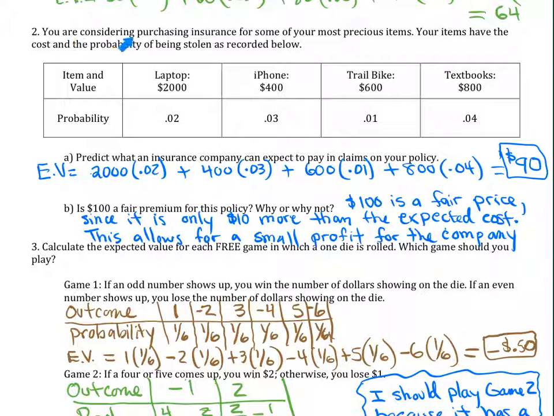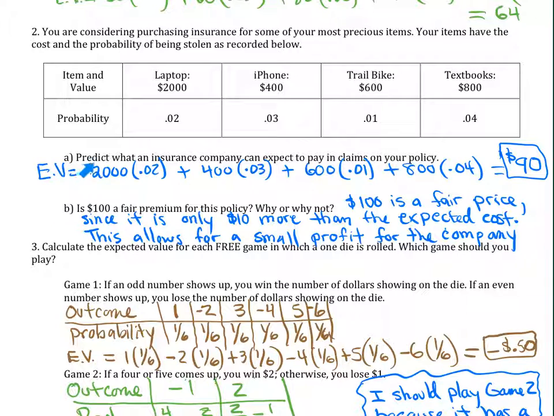It reads, you are considering purchasing insurance for some of your most precious items. Your items have the cost and the probability of being stolen as recorded below. According to the table, a laptop costing $2,000 has a 2% probability of being stolen. An iPhone costing $400 has a 3% probability of being stolen. And likewise, a trail bike valued at $600 has a 1% chance of being stolen, and your textbooks, which cost $800, have a 4% chance of being stolen.